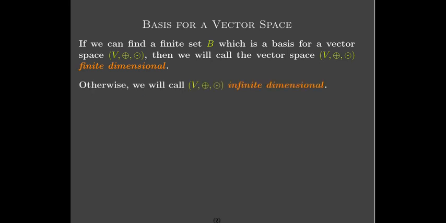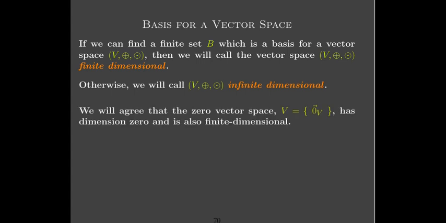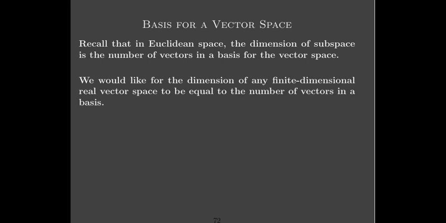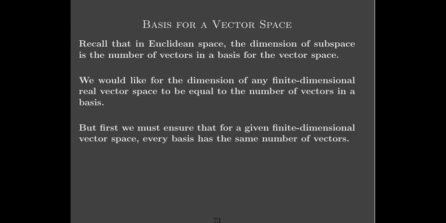And since there are bases with an infinite number of vectors, we have to be a little bit more careful how we define dimension. If we have a basis which only has a finite number of vectors, we call it a finite dimensional vector space. Otherwise, it's an infinite dimensional vector space. And again, as we did with Euclidean spaces, the trivial vector space is going to have dimension 0, and we consider it finite dimensional.